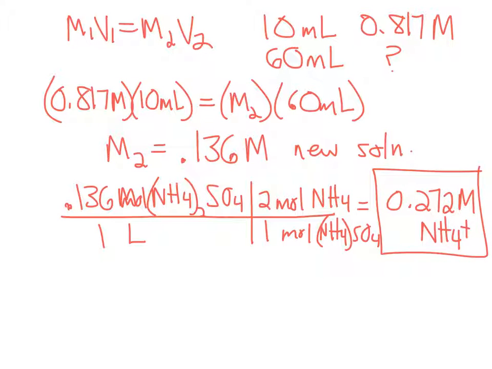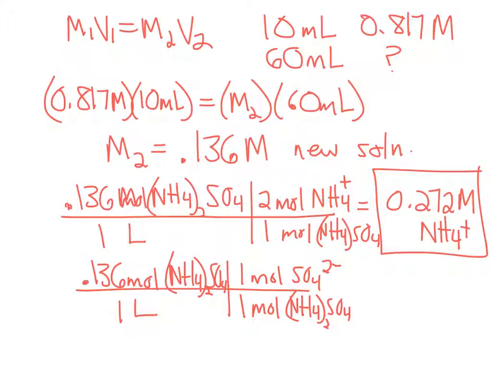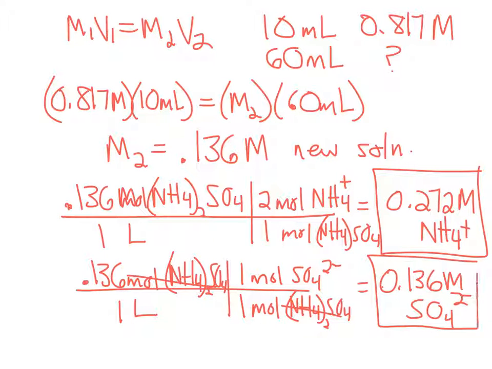Okay, and then we're going to do the same thing for our sulfate ions. And then for our sulfate ions, it's a 1-to-1 ratio. So it's not very exciting, but the units do cancel out, leaving us with 0.136 molarity of our SO4 ions. Oops, that's 2 minutes. And there are our answers.